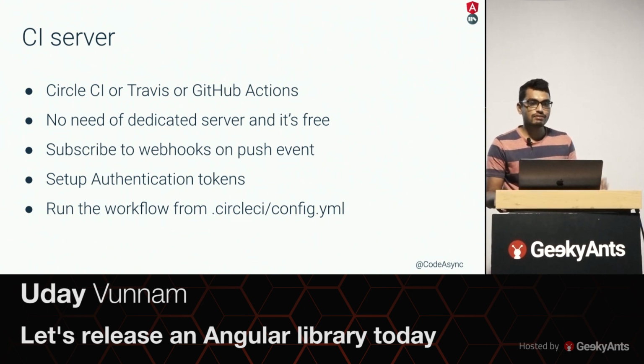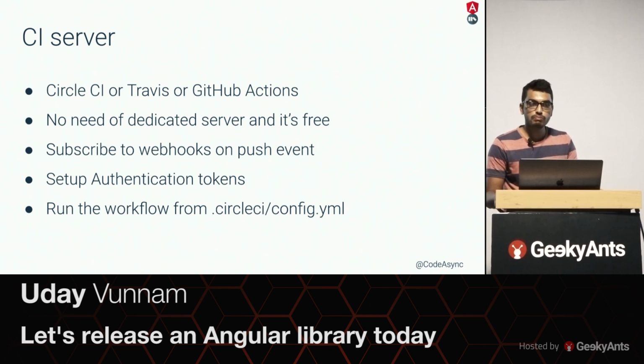And where do you set up all these things? Let's say once you push your code, you want to test the code. You first want to build the code and then test it. If both of those succeed, you may want to publish it to NPM, and your demo app you may want to publish somewhere else. So all of this you need to do in the CI server, right?